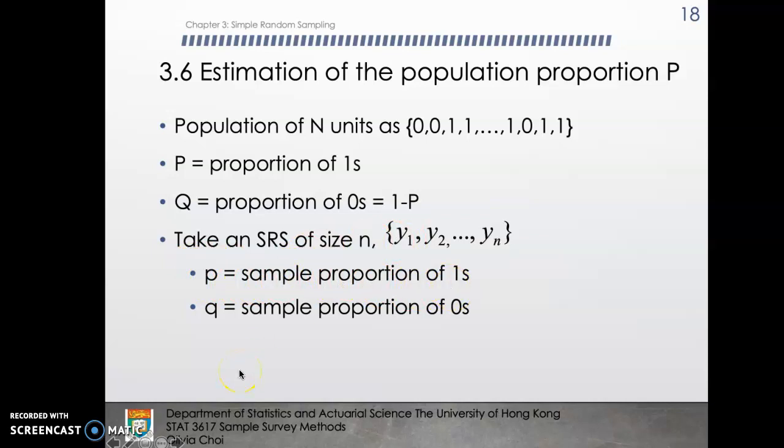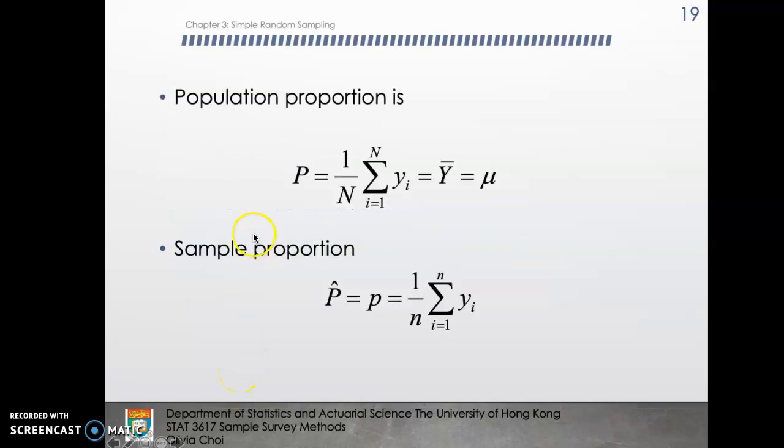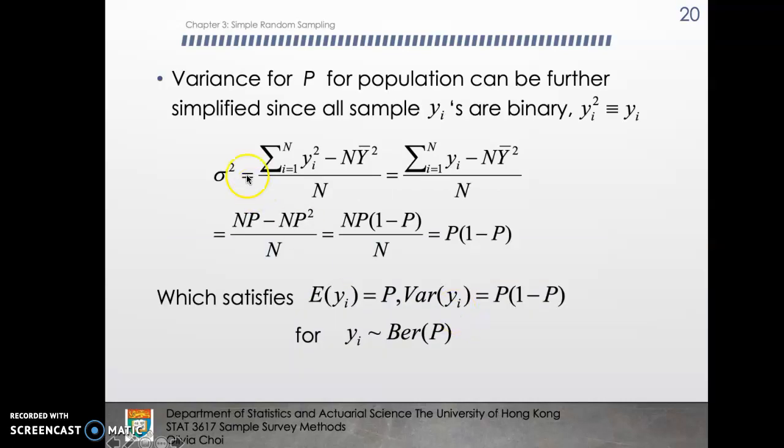Q would be the sample proportions of the answer of no. The population proportion equals the summation of all of the answers, yi, adding up, divided by n. That equals mu. For the sample proportion, similarly, we add up all of the yi answers and divide by our sample size. Variance for the proportion can be further simplified because all of the yi's are now either 0 or 1 value. So yi square is indeed yi.